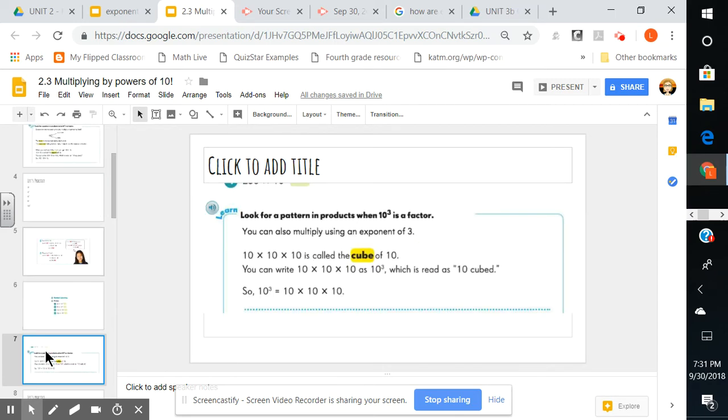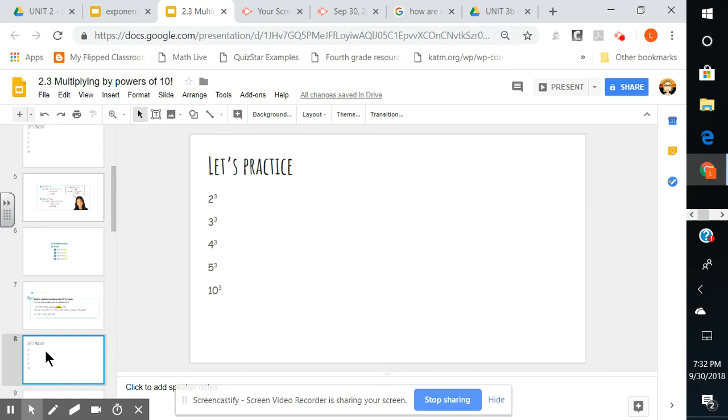And then we're going to talk about looking for a pattern in the products when 10 to the third is a factor. Now, 10 to the third, 10 times 10 times 10, is called the cube of 10, because when you find the volume of a cube, we talked about this, we multiply 3 edges. 10 times 10 times 10. If those were the dimensions, it would be 10 cubed, which is also 10 to the third power, which equals 1,000. Please write that down.